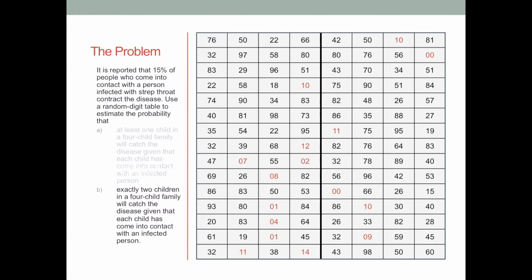Now let's consider part B, that exactly 2 children in a 4-child family will catch the disease after exposure. 2 of the 30 groupings show exactly 2 children contracting the disease, and they're highlighted here. So the probability is 2 out of 30, or approximately 7 hundredths.